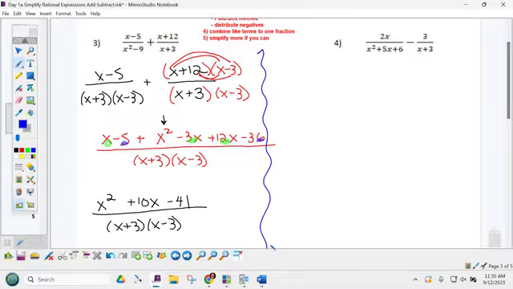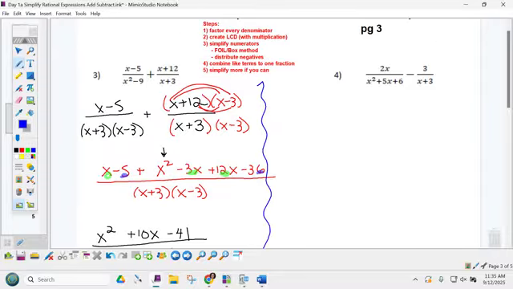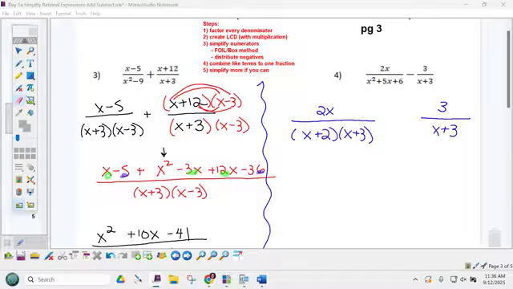Okay, one more to go. Let's see how 4 goes. Try 4, factor every denominator. So what multiplies to 6 that adds to 5 is going to be x plus 2, x plus 3. That does not need to be so far.